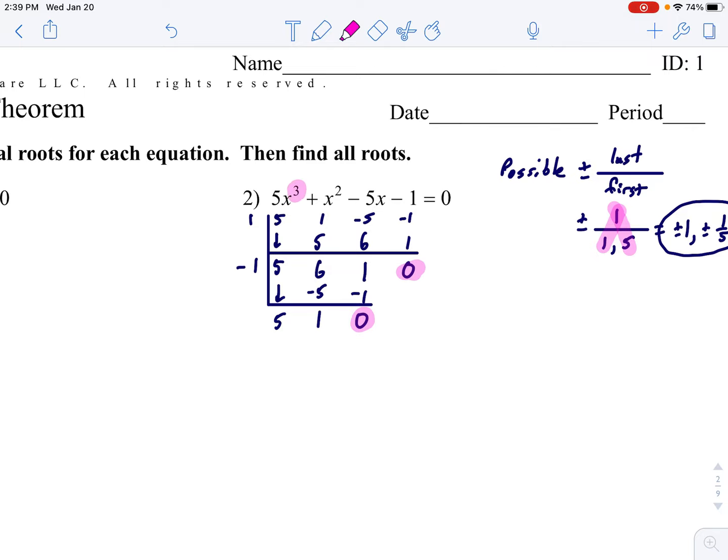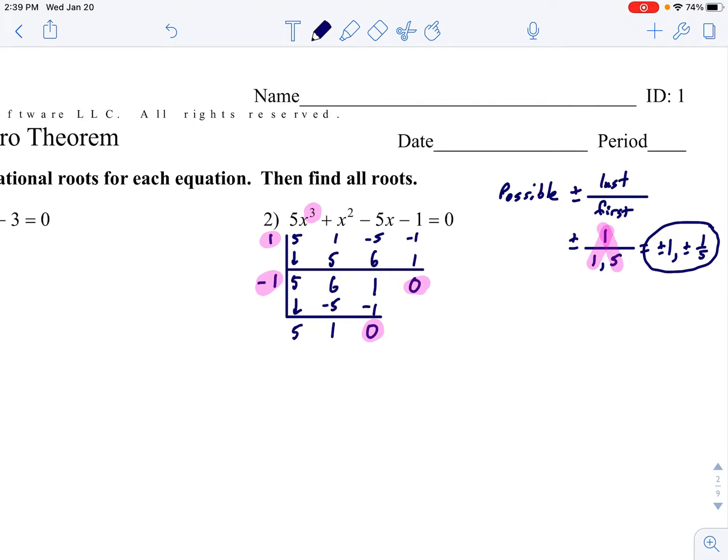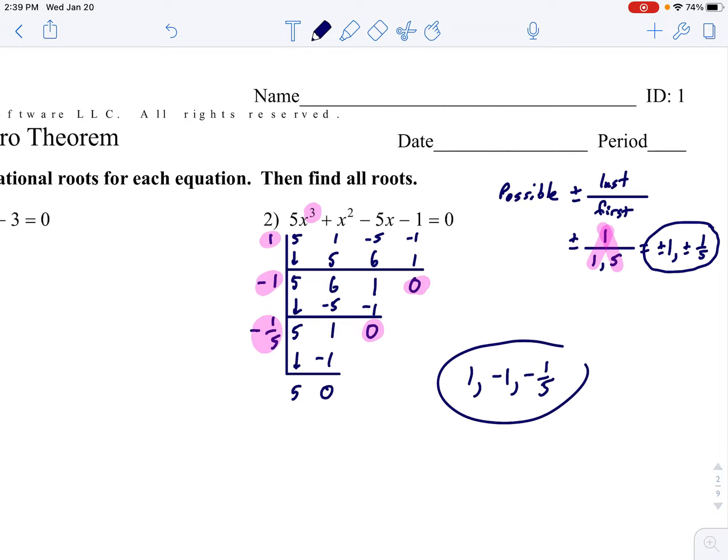And again, there's 3 of them, and we've just found 2 of them. There's one more. So we tried 1, it worked. We tried 1/5, it didn't work. We tried -1, it worked. How much you want to bet the next one is -1/5? Bring down the 5. -1/5 times 5. Okay, 1/5 of 5 is 1. Negative times positive negative, so that's -1. 1 minus 1 is 0. So -1/5 works as well. So positive 1, -1, and -1/5 are the 3 zeros, or the 3 roots for this polynomial.